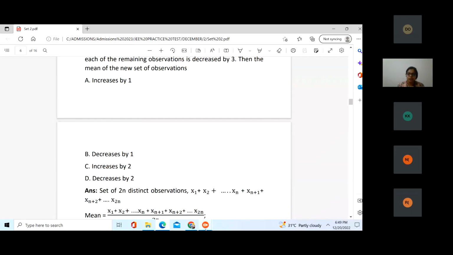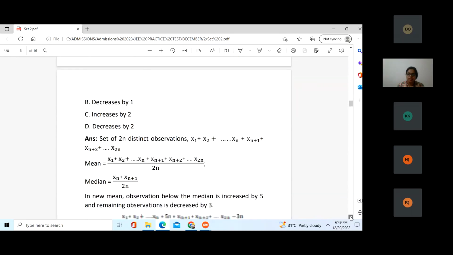I hope this answer is clear. You can just look into it. I have taken the number of observations and the median. All the observations below the median I have increased by 5, and all the remaining observations are decreased by 3. Now I'm able to split these terms in such a way that I get the previous mean plus what happened to the new mean. So the new mean is increased by 1. That is option A.